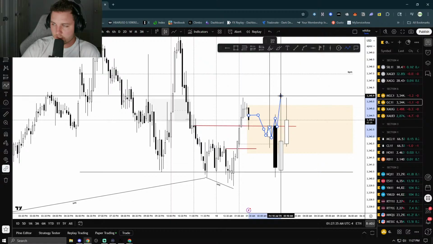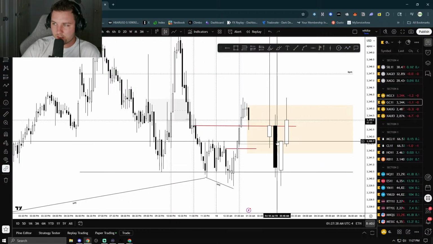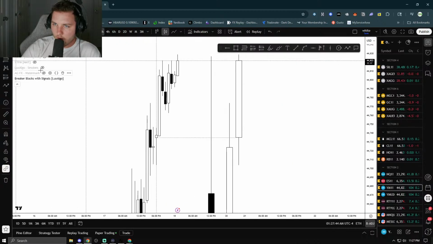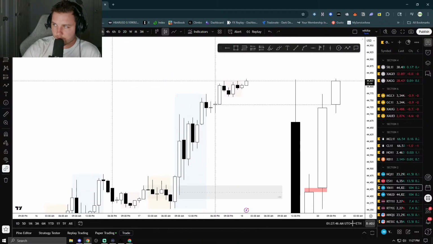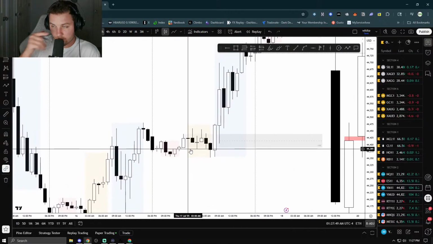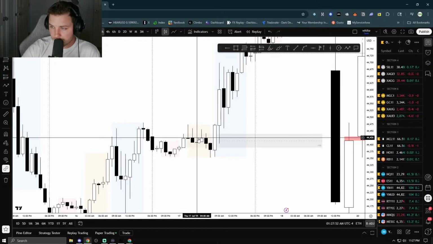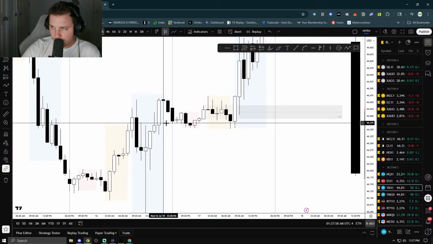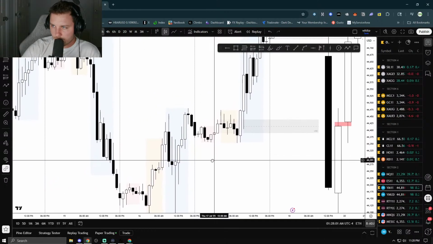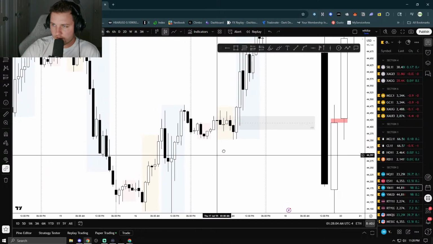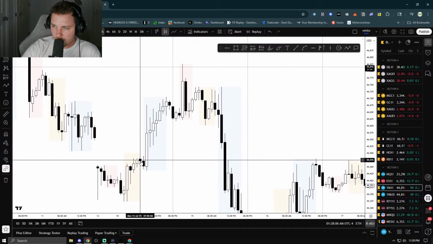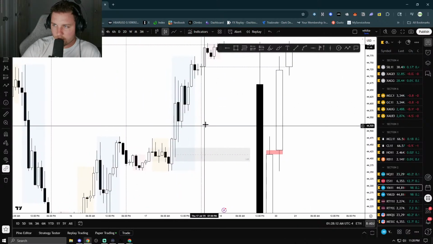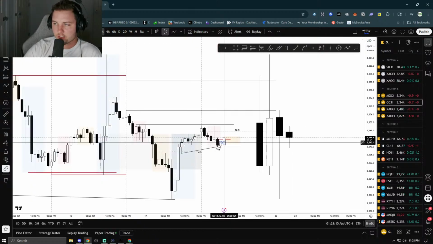So it makes sense to have an hourly CISD because not every hourly CISD confirms it. It confirms it with SMT. I'm trying to find a good example. I can't really find one, but not every first hourly CISD works.